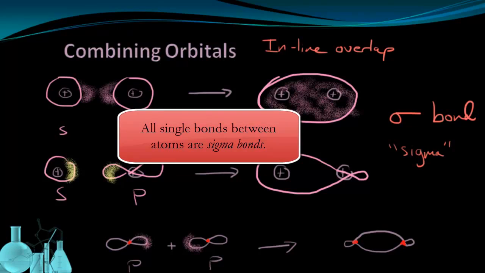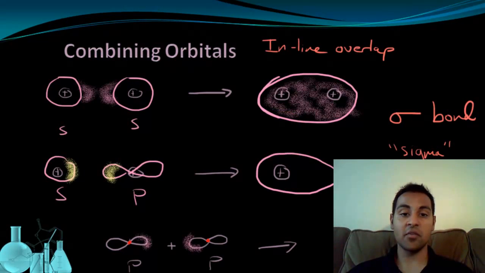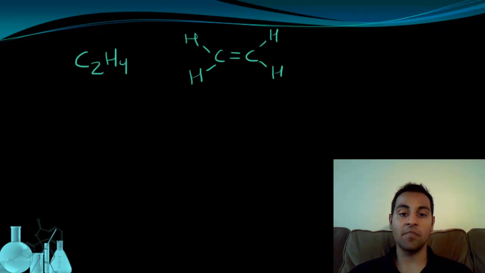As a rule of thumb, any time you have a single bond between two atoms, that single bond is a sigma bond. So the question is, what kind of molecular bonding or molecular orbitals are created when we have multiple bonds in the molecule? Because we know that all single bonds are simply sigma. So let's look at the molecule C2H4. The Lewis structure looks like this. We have hydrogens attached to a carbon, the carbon's double bonded to another carbon, and then that one has two hydrogens coming off of it as well.